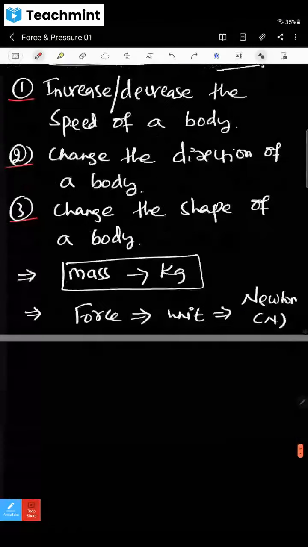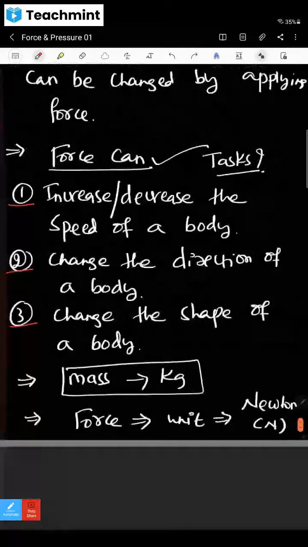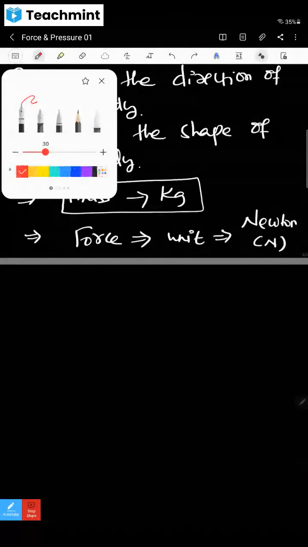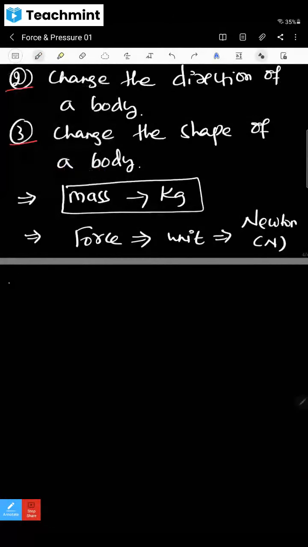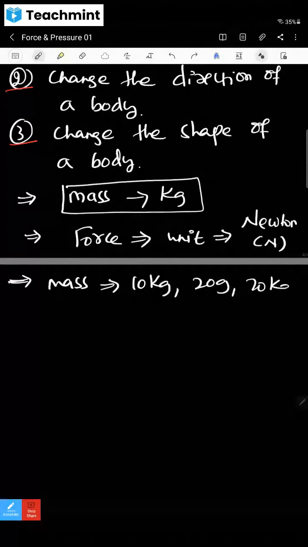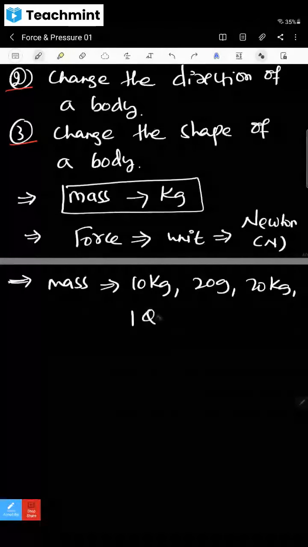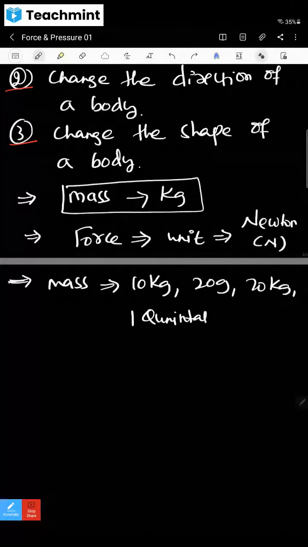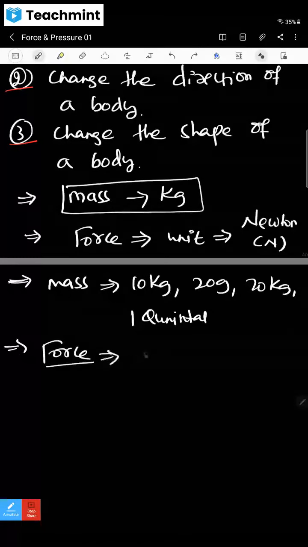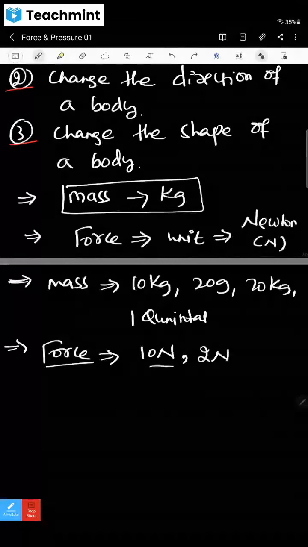Yes, sir. Okay, fine. So force, we say mass like 10 kg, 20 kg, like that we say. Whatever mass is there, that is 10 kg, or we say 20 gram, 20 kg, 1 quintal. Like that we say so many things. In the same way we can say force in Newton. So force is like 10 Newton, 2 Newton, all those things we can say. Clear, dear children?